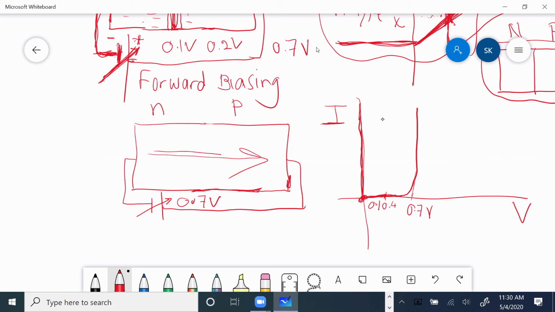Now this current that flows is really a sufficient amount of current. It's the maximum amount of current, as much as there can be, and that current is no longer determined by this battery anymore. It's determined by the number of carriers, by how much dopant there was in there. So the current becomes independent of the applied voltage.